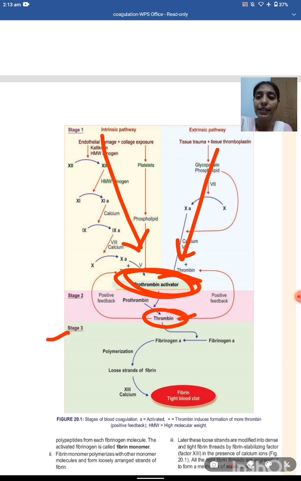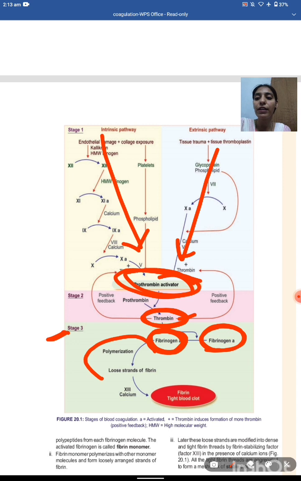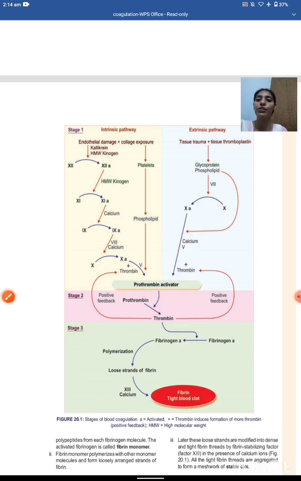And then lastly, this thrombin helps in the conversion of fibrinogen, which is present in inactivated form, into fibrin, which is in activated form. Finally, this fibrin forms a loose network, and then it forms a tight network, which is the actual clot formation, right? So this is the basic framework of coagulation of blood, which occurs in all these three steps.